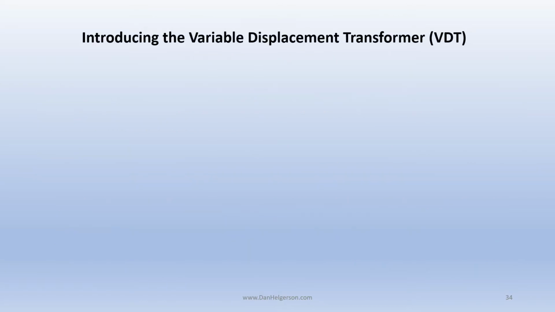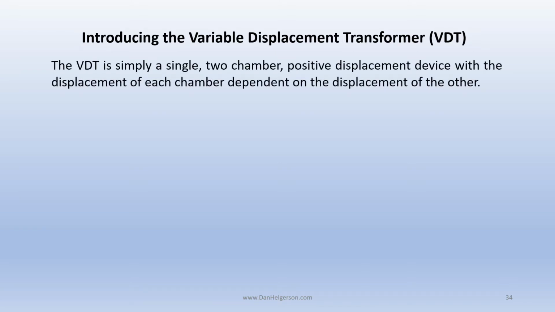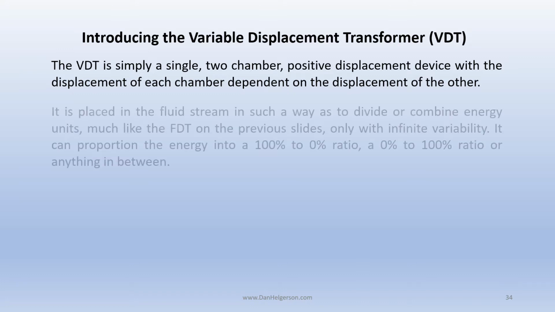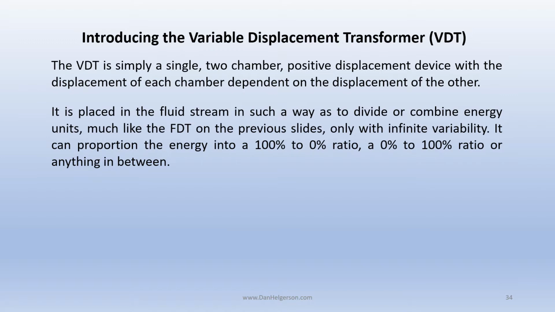Introducing the Variable Displacement Transformer, or the VDT. The VDT is simply a single, two-chamber, positive displacement device with the displacement of each chamber dependent on the displacement of the other. It is placed in the fluid stream in such a way as to divide or combine energy units, much like the FDT on the previous slides, only with infinite variability. It can proportion the energy into 100% to 0%, or from 0% to 100% ratio, or anything in between.